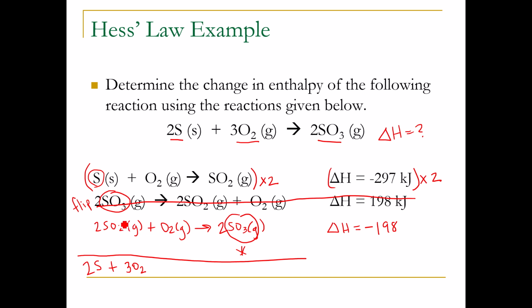Notice what happens to my 2 SO2s. They're going to cancel each other out because they're on opposite sides of the arrow. And then I have my 2 SO3s. So that's exactly the equation I wanted.